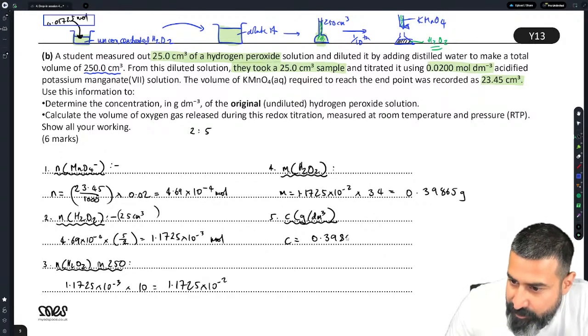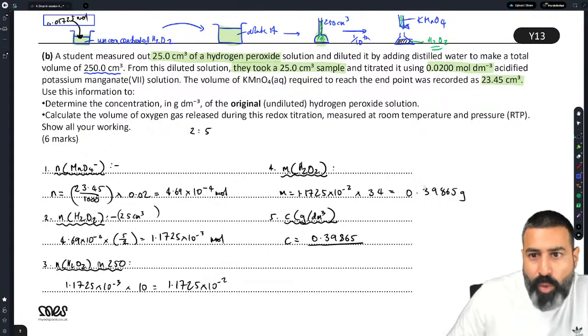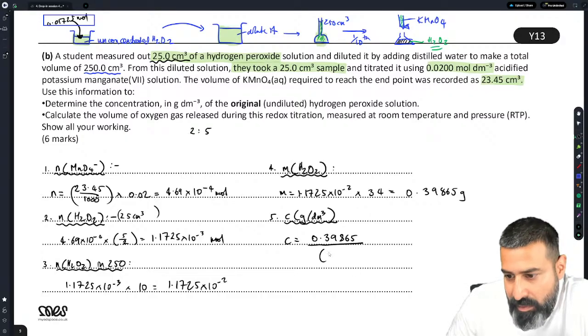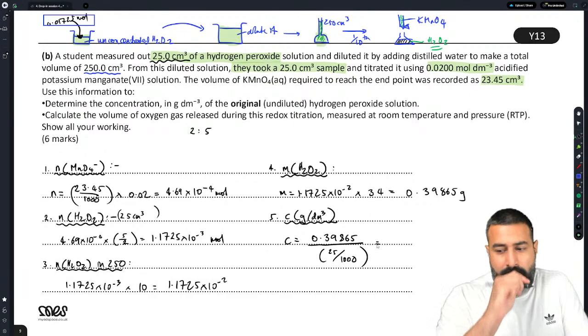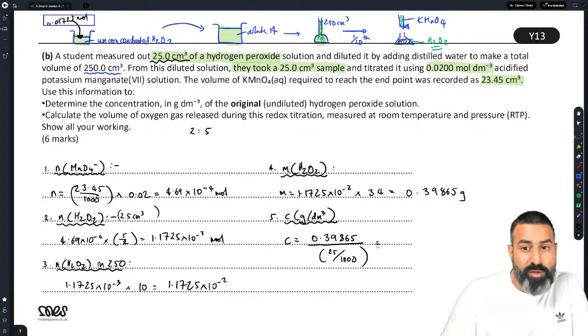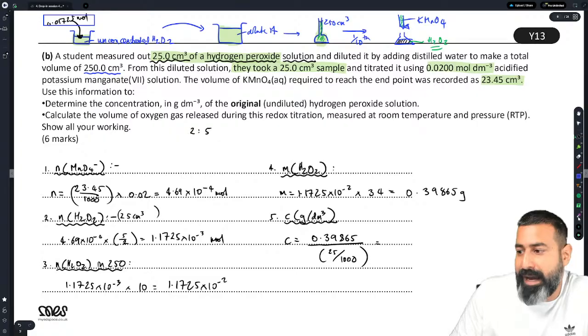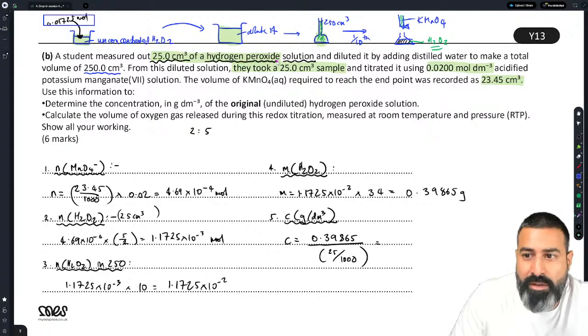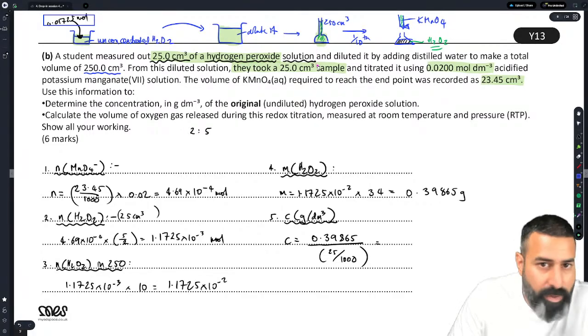So I've got the mass. And what was my original volume of my undiluted solution? Was it 25 centimeters cubed? It wasn't 250, Sarah, because we took out 25 centimeters cubed of hydrogen peroxide solution, which was undiluted. It wasn't 250. So if we read it, how does this read? A student measured out 25 centimeters cubed of hydrogen peroxide solution, which was undiluted. Full stop. Don't apologize, that's fine.